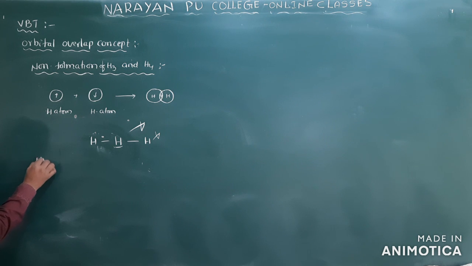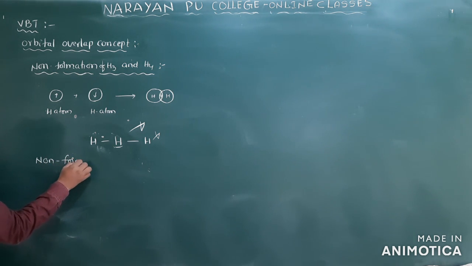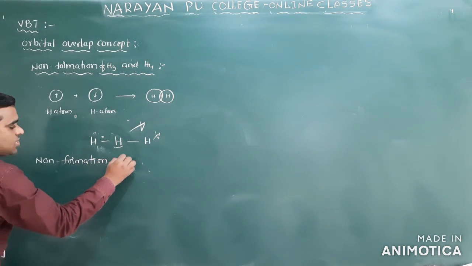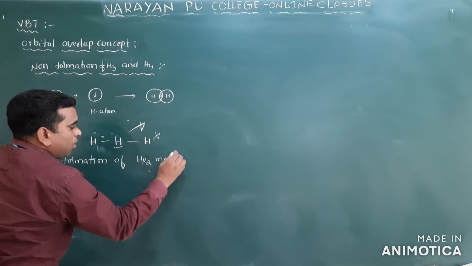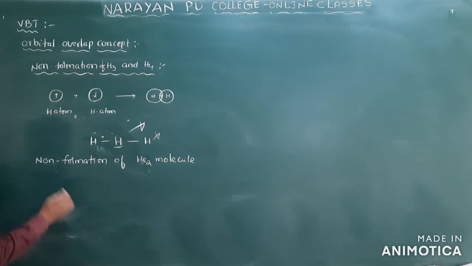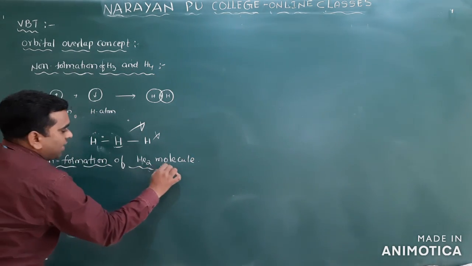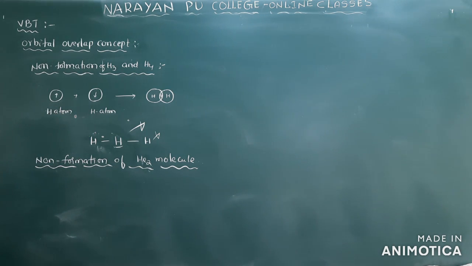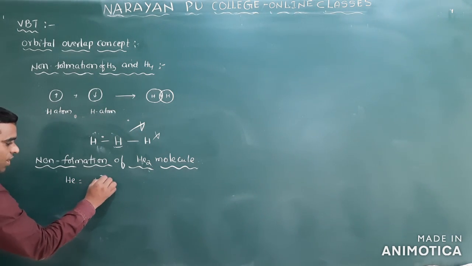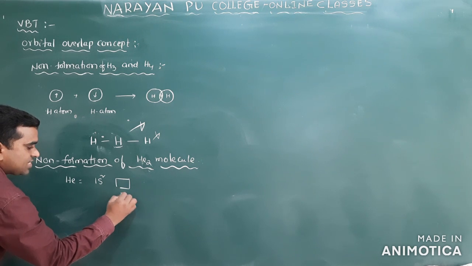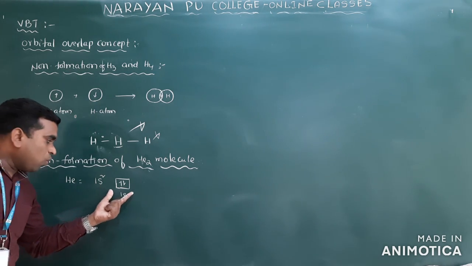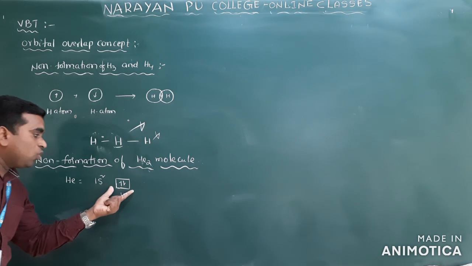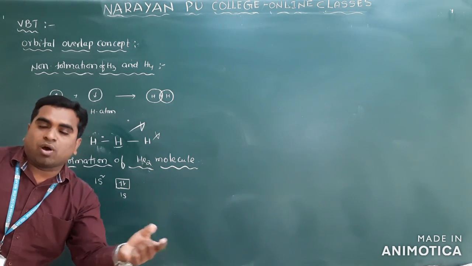And we have also discussed the non-formation of the He2 molecule, the helium molecule. That also can be explained by using the orbital overlap concept. You know that helium is 1s2. This is the 1s orbital. How many electrons are there here? 2 electrons. It means helium has a fully filled atomic orbital.